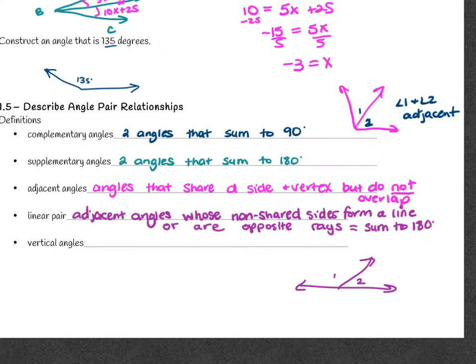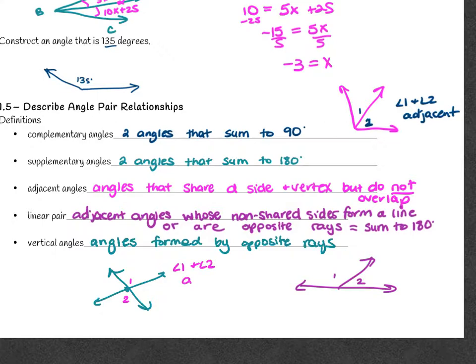And the last one is vertical angles. These are angles formed by opposite rays. So angles 1 and 2 are vertical angles here. They make that X.